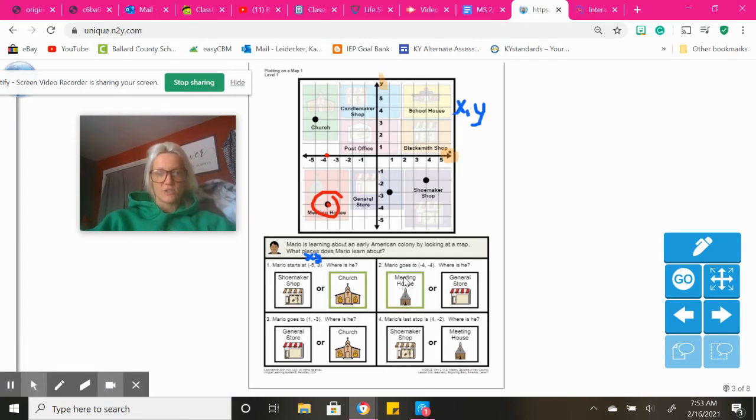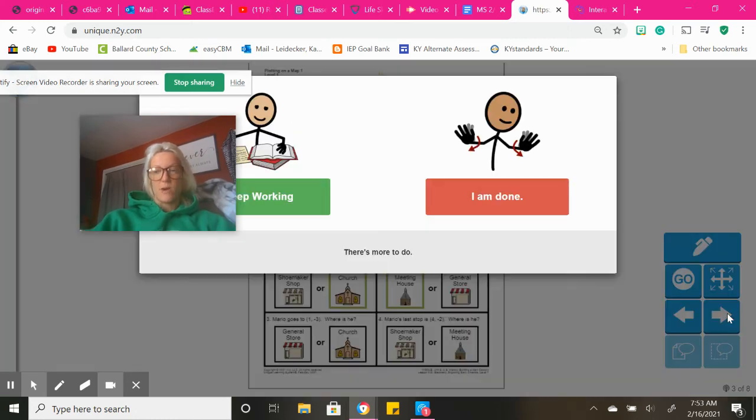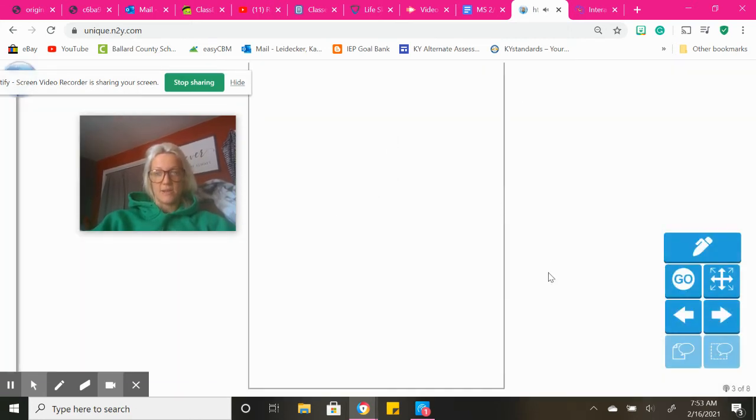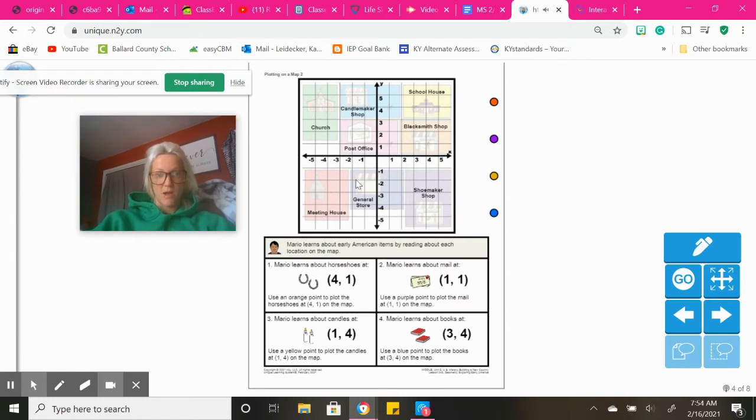Okay, so I did the first 2. I want you guys to do 3 and 4. Remember the x comma y, and then this next slide here is you are putting the points on the graph. You're plotting them on the map.